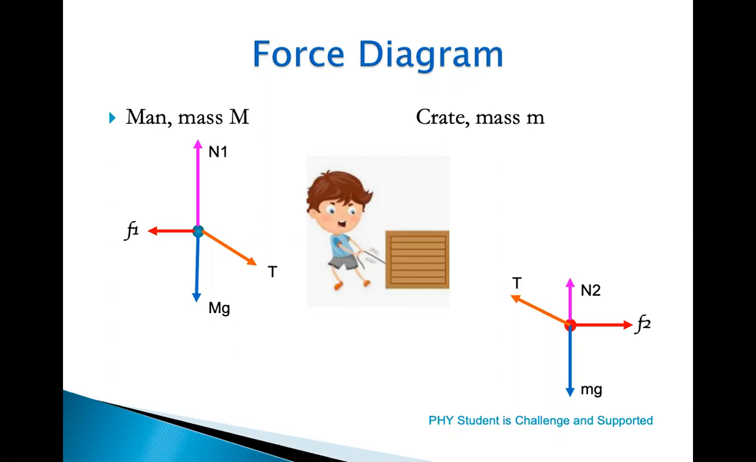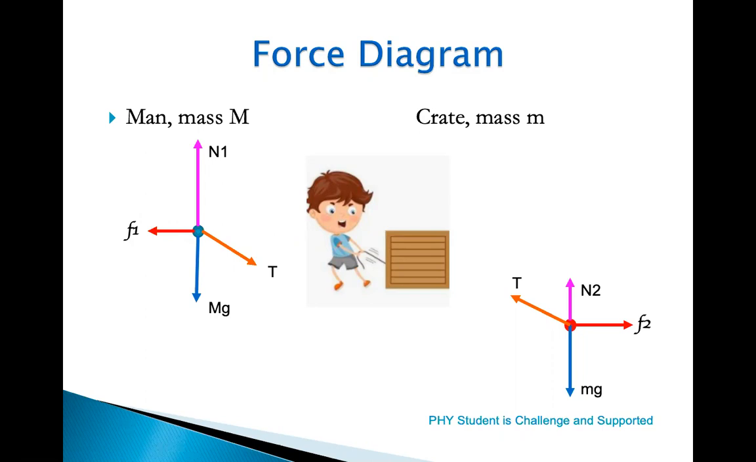When we draw the diagrams, first we simplify the man to a blue point and simplify the box to an orange point. And next, we separate the man and the box into two separate objects. So we're going to actually draw two different force diagrams. Thirdly, let's look at them separately.